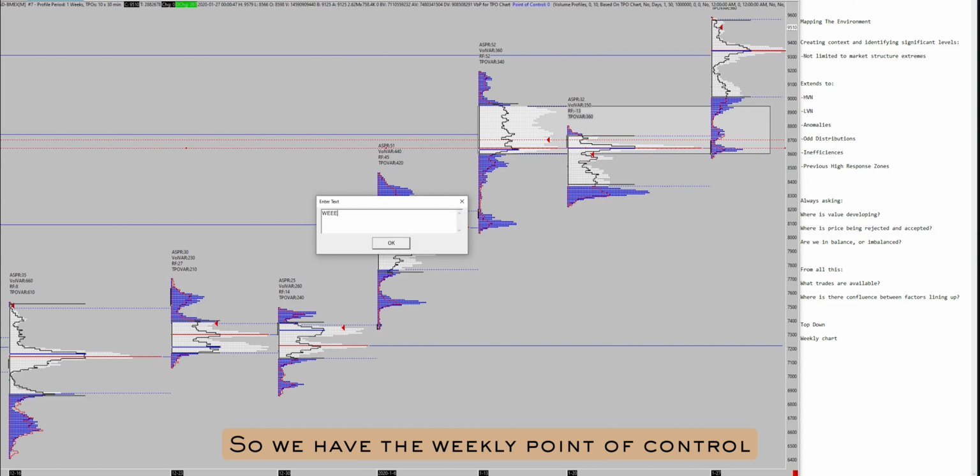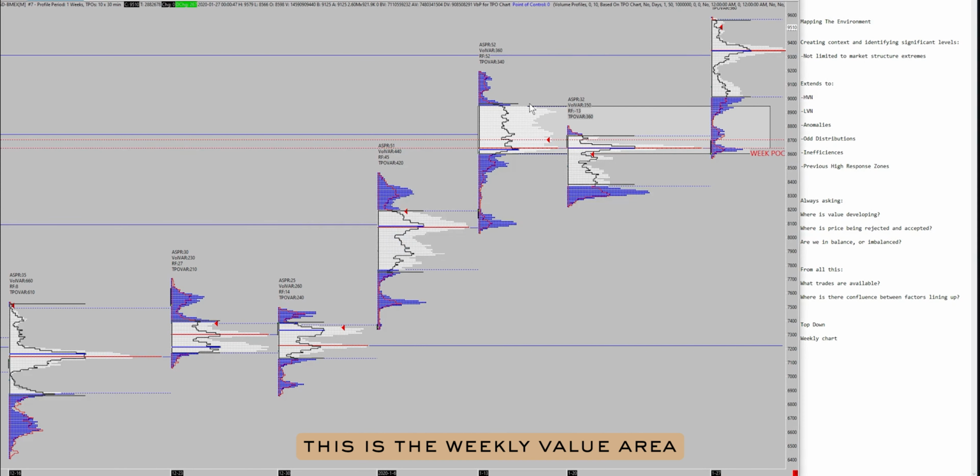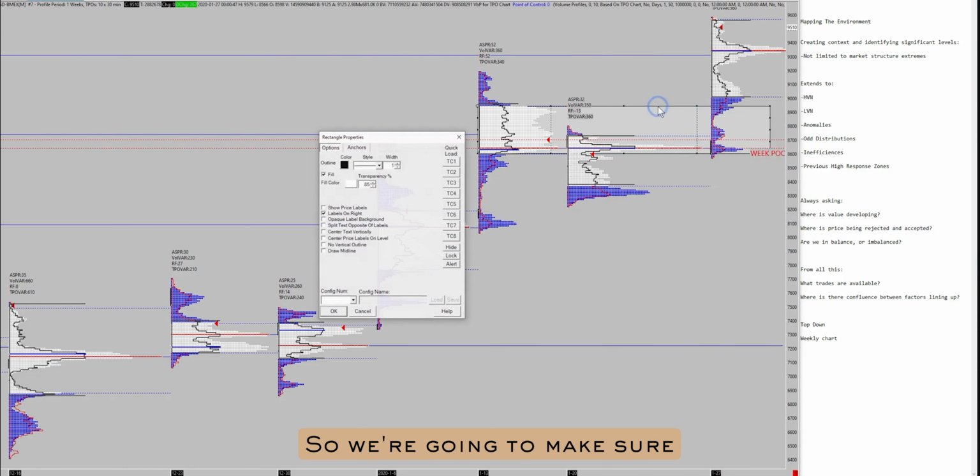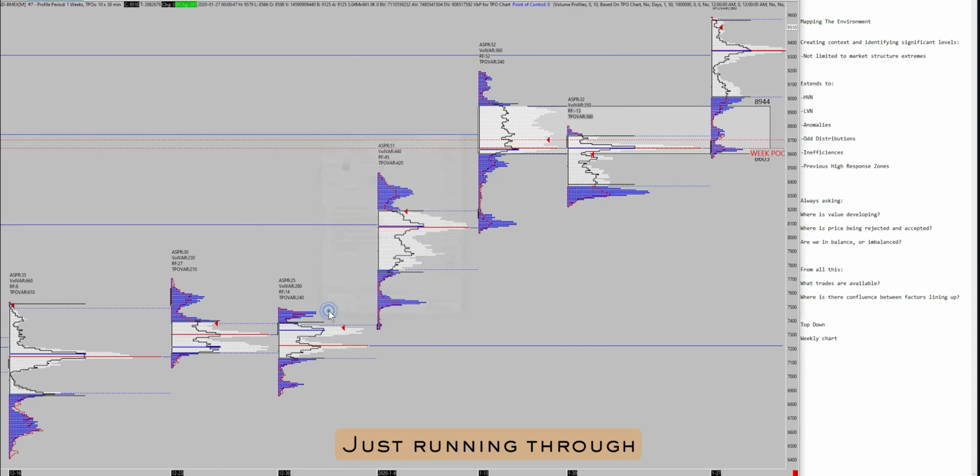So we have the weekly point of control, so week POC. We know that this is the weekly value area, so we're going to make sure that we have these prices indicated. So labels on the right show price levels. Go ahead and select that. Just running through how we would go about looking at the market. So now we have, after a trending move, the first time that a weekly level has closed at the low.